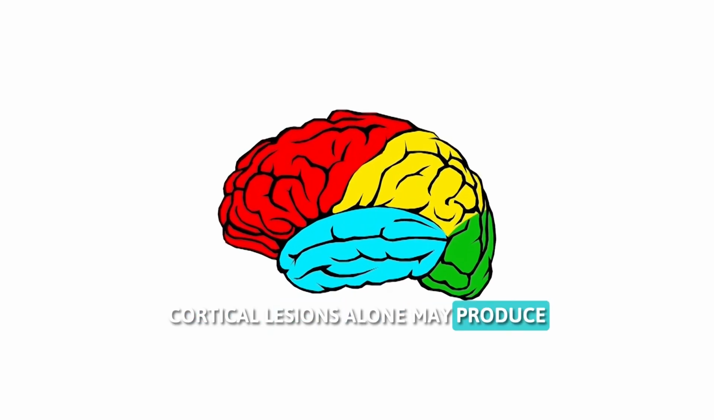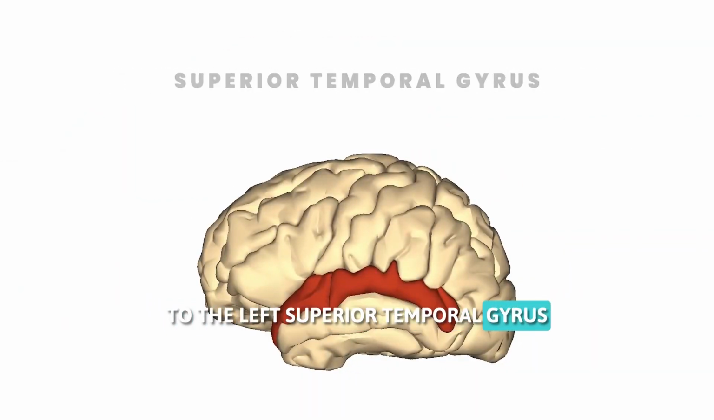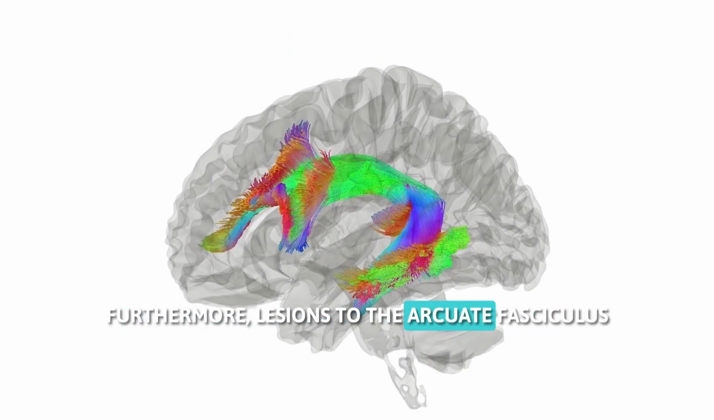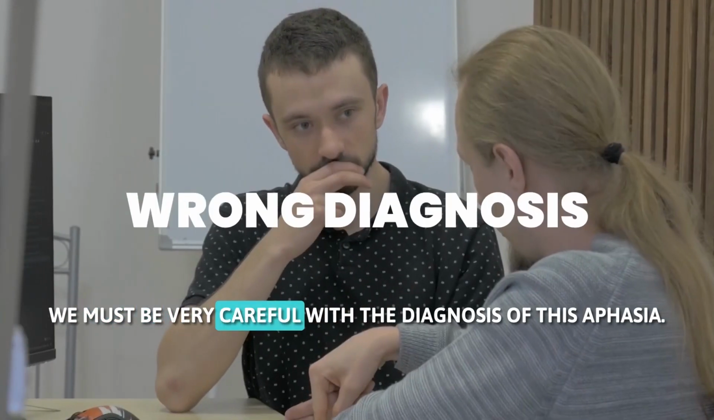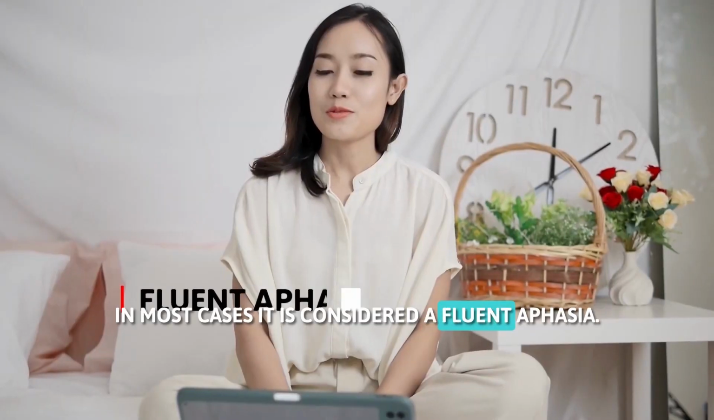Cortical lesions alone may produce conduction aphasia, specifically damage to the left superior temporal gyrus and/or the left supramarginal gyrus. Furthermore, lesions to the arcuate fasciculus do not always cause conduction aphasia. We must be very careful with the diagnosis of this aphasia. In most cases, it is considered a fluent aphasia.